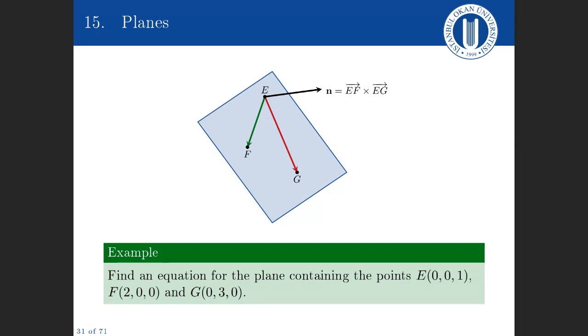Another example, find an equation for the plane containing the points E (0, 0, 1), F (2, 0, 0), and G (0, 3, 0). We need to find a normal vector first. We need to find a vector n which is orthogonal to both the vector EF and the vector EG. And how do we do that? If we have two vectors and we want to find a vector which is orthogonal to both of them, we just take their cross product. So we want the vector EF cross EG.